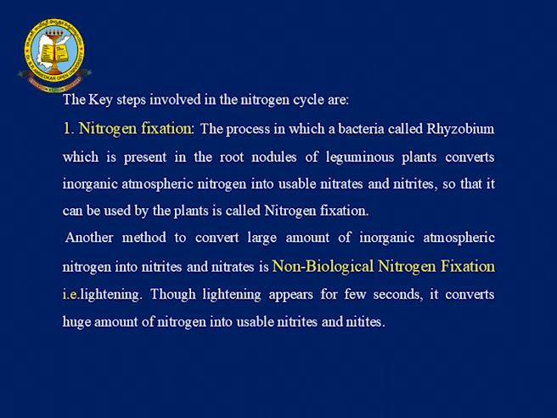The first one is nitrogen fixation. The process in which a bacteria called rhizobium, which is present in the root nodules of leguminous plants, converts inorganic atmospheric nitrogen into usable nitrates and nitrites so that they can be used by the plants. It is called nitrogen fixation. Now, apart from nitrogen fixation by rhizobium bacteria, there is another method which is called non-biological nitrogen fixation, that is lightning. Though lightning appears for a few seconds, it converts a huge amount of nitrogen into usable nitrates and nitrites.